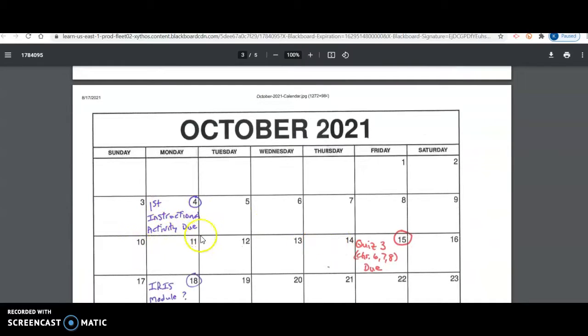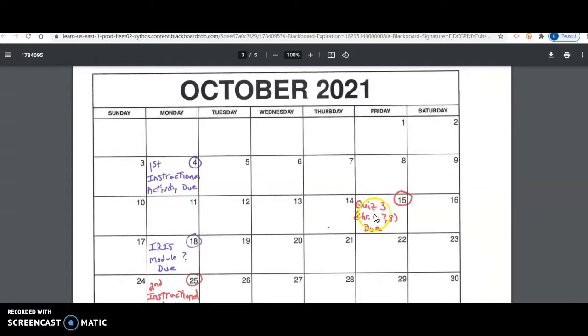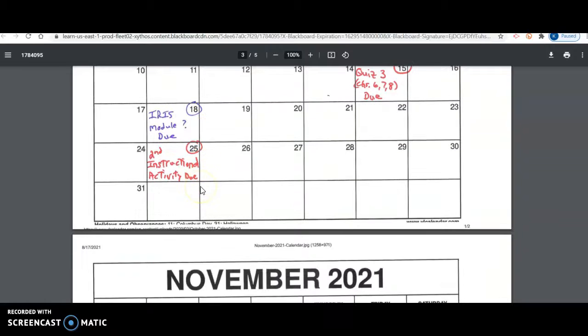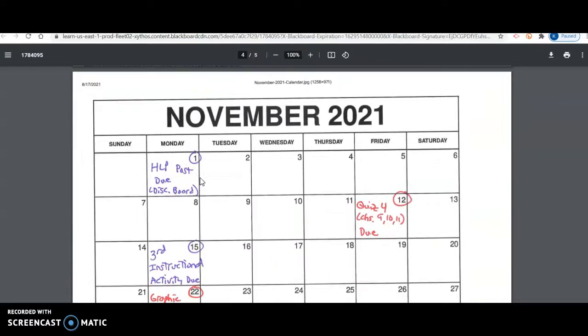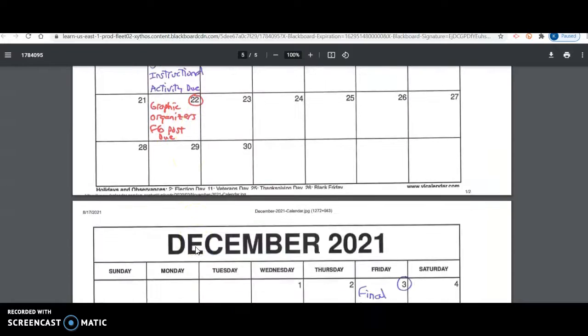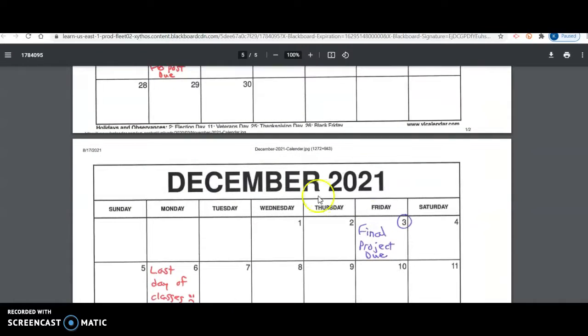Your instructional activities might take you a little bit of time to prepare, but none of them should be hours and hours. As for the quizzes, I think the time limit is either 20 or 30 minutes. I'll have to look, but they're only 10 questions, so they should not take you too long. IRIS module questions, second instructional activity due, high leverage practices, quiz 4, third instructional activity, graphic organizers, which will be a Flipgrid post as well, because I want you all to learn from each other.